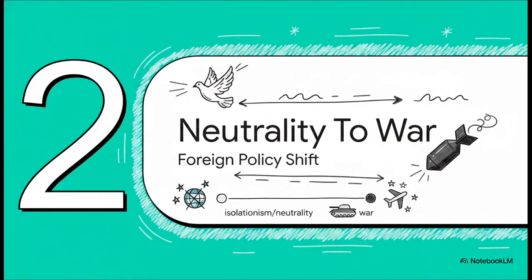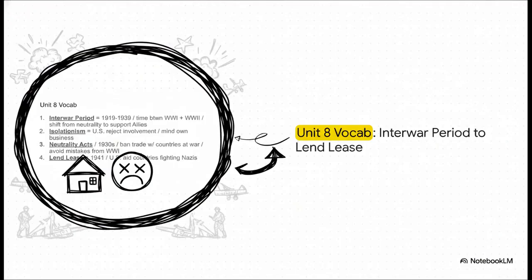Section 2. From neutrality to global war. To figure out how America became a global superpower, we actually have to look back to the 1930s. Check out term number 2 on your class vocab list there, isolationism. After the absolute devastation of World War I, the U.S. desperately wanted to reject global involvement and just mind its own business. Americans were basically determined not to repeat the mistakes that dragged them into that First World War.